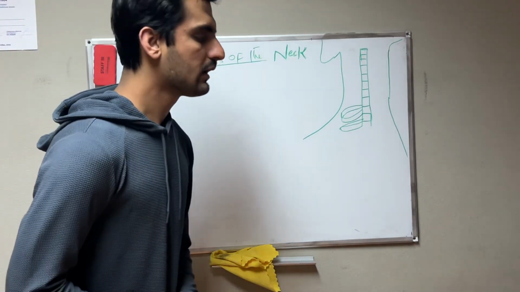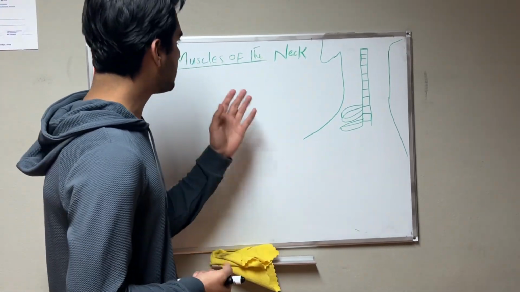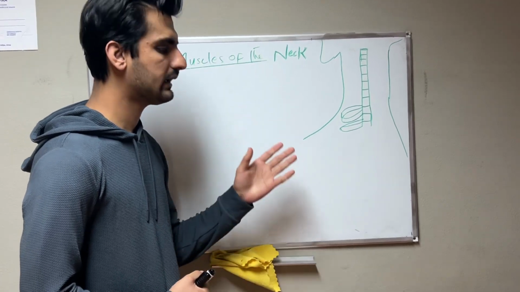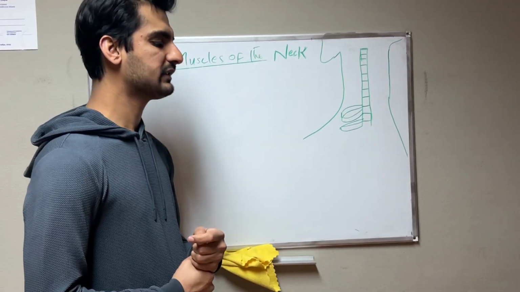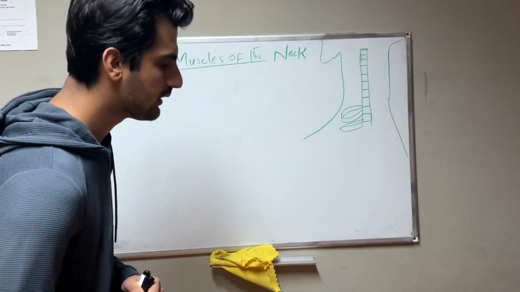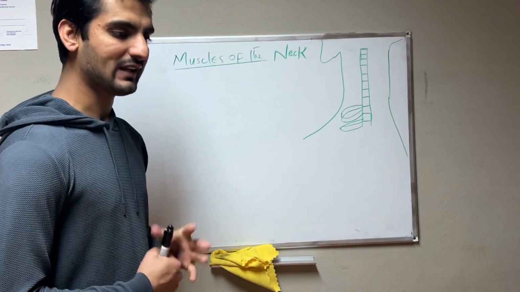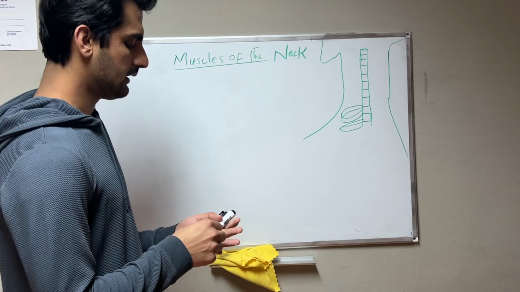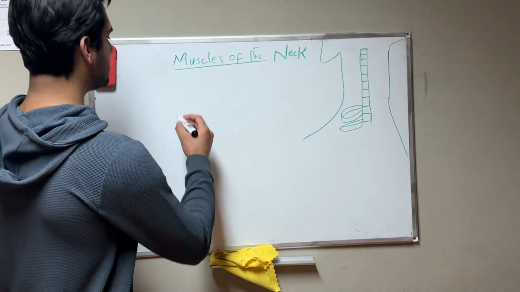Hello everyone, we will continue our topic because we already discussed the superficial group of muscles of the neck, and the suprahyoid and infrahyoid muscles of the neck. That means we already discussed three groups and we have the fourth group: the lateral group of muscles of the neck. In the lateral group of muscles of the neck, we have three muscles.